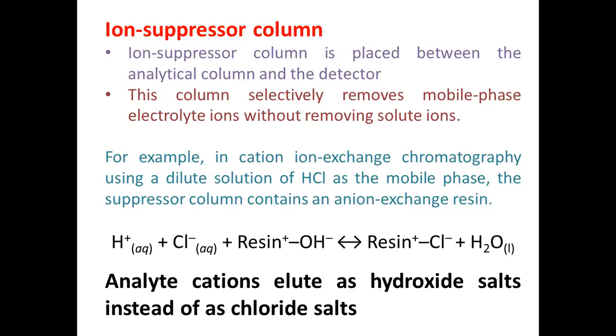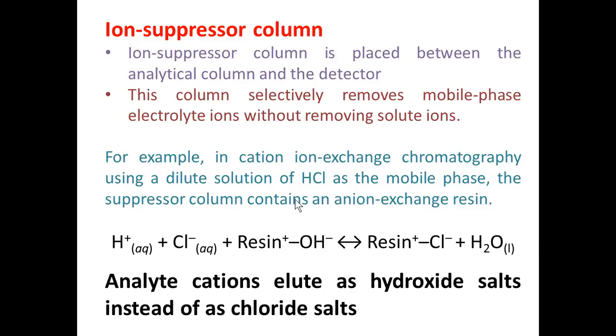So the mobile phase peak will definitely interfere with the analyte peak. Therefore, it is very, very essential to suppress the background conductivity or the background signal with respect to the mobile phase. So this column will be placed, as I told you, in between the analytical column and the detector. And this column is used to remove the mobile phase electrolyte ions without removing the solute ions. So whatever stationary phase you will be using in this suppressor column, the solute molecules will not show any partition or any interaction with the stationary phase, or any exchange equilibrium in the resin which is present in the suppressor column.